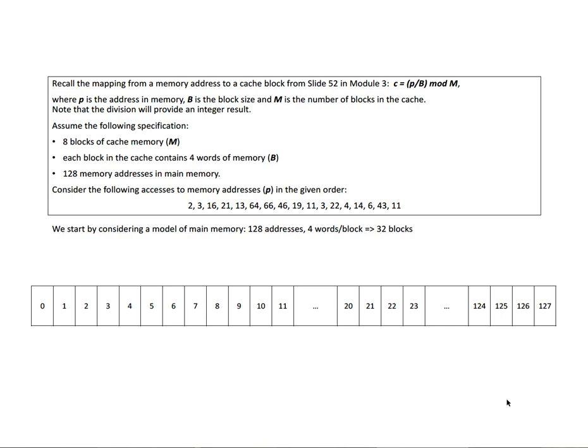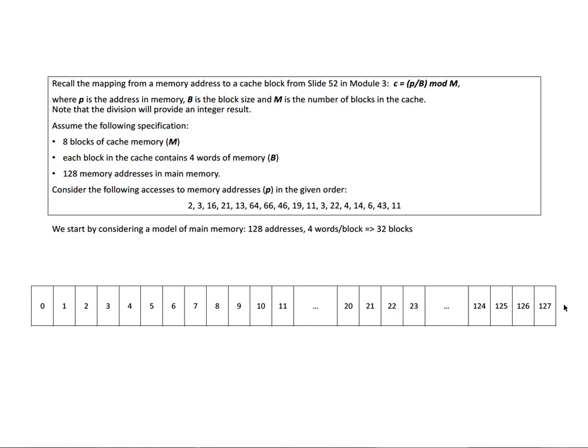We're going to start by considering a model of main memory. So we have 128 addresses, and there are 4 words per block. That means that there is a total of 32 blocks. So here we think of our memory addresses, and each of these addresses are labeled with, in this case, a decimal number version of that address. But we now are going to be thinking about main memory in terms of blocks rather than just individual addresses.